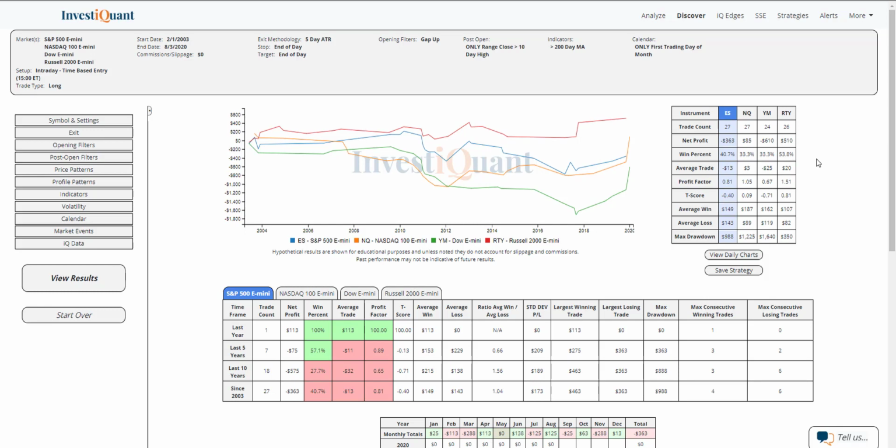So historically, this pattern of trading up at the highest price of the past 10 days on the first trading day of the month, when you approach the close, it has not been bullish. So perhaps a little bit more of a risky scenario on the long side there historically.